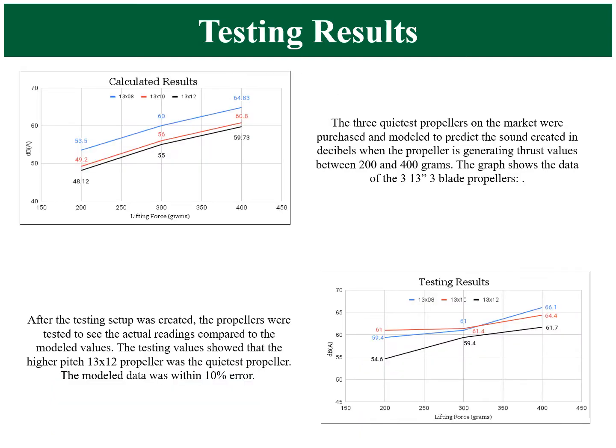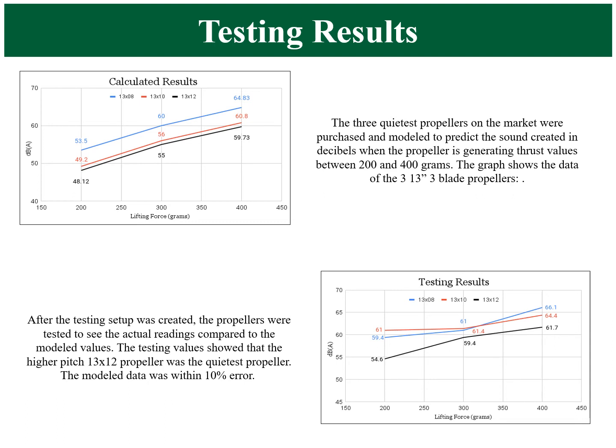Here are our results from testing. The first graph was created by modeling the three quietest propellers on the market via our equation calculators to obtain the sound power levels in decibels, while the propellers were generating thrust values between 200 and 400 grams. This graph shows the data of three 13-inch three-blade propellers.